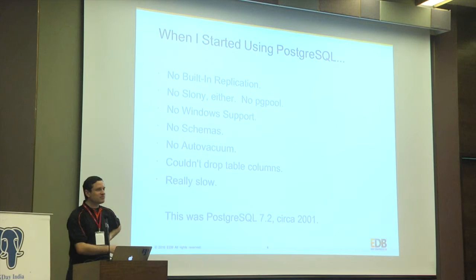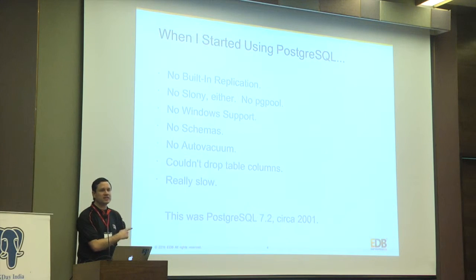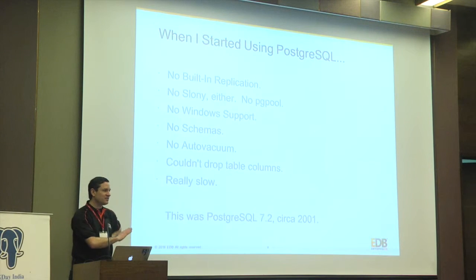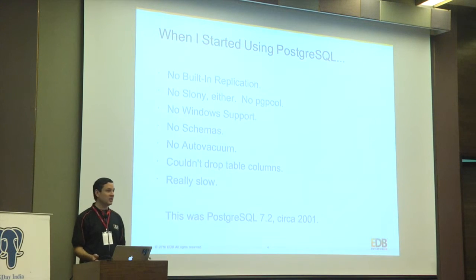One of the limitations that put me off on using PostgreSQL at this time and that caused me to use MySQL for a while longer than I might have otherwise is you could not drop a column from a table, which I thought was just an insane limitation for a database system to have. And certainly by any modern standard, this version of the database was incredibly slow.